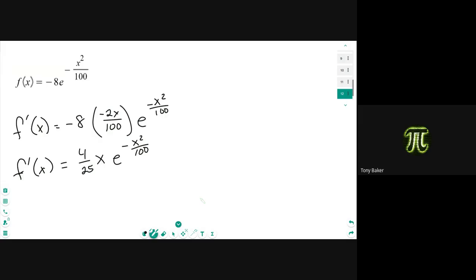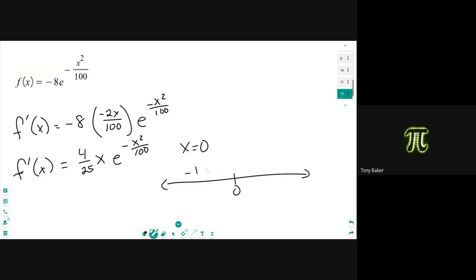All right, so where does this equal 0? Yeah, because the e can never equal 0, right? So the only time this equals 0 is when x equals 0. So we have one critical number at 0.